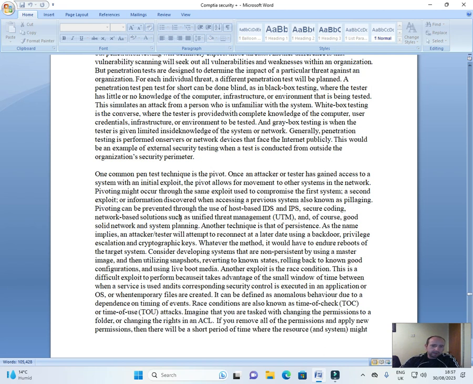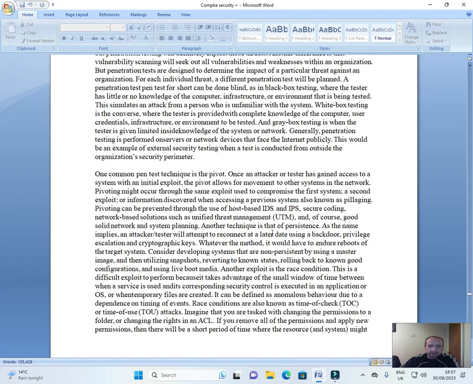Pivoting can be prevented through the use of host-based IDS and IPS, secure coding, network-based solutions such as Unified Threat Management (UTM), and of course good solid network and system planning.